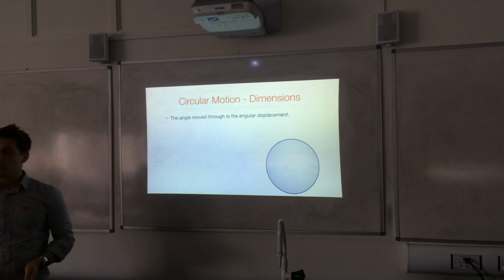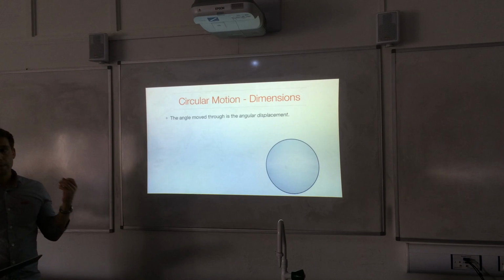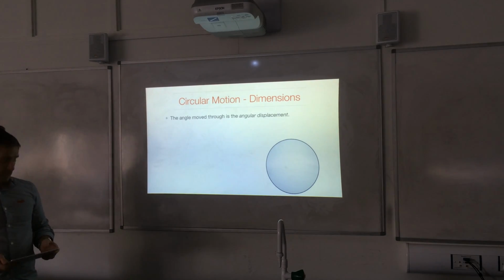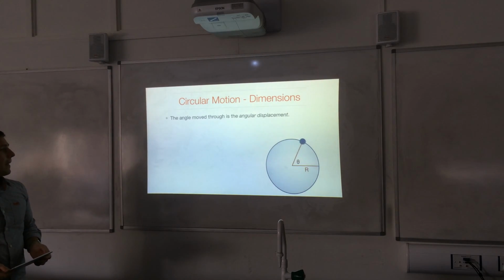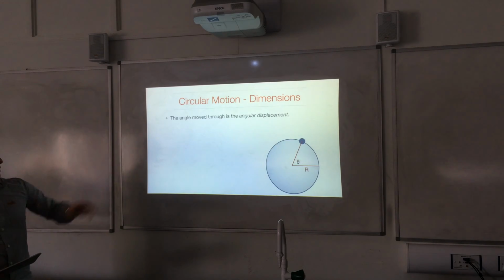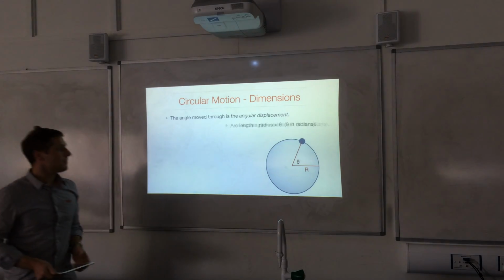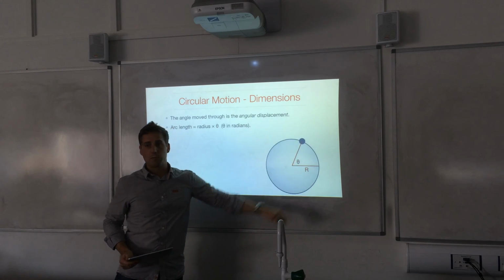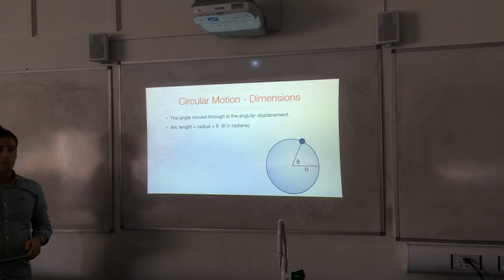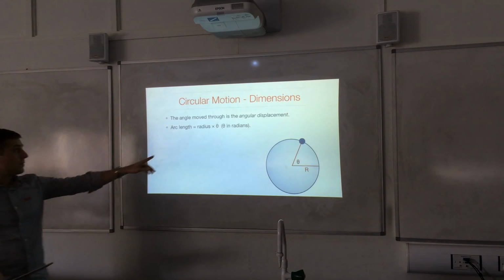Circular motion. I'm going to start off with some dimensions for circular motion. First up, the angle moved through is the angular displacement. So there's our object there. It's moving in a circle of radius r, and it moves through an arc where the angle subtended here is theta. The arc length here is equal to that angle multiplied by r. Now, that angle must be in radians for that equation.